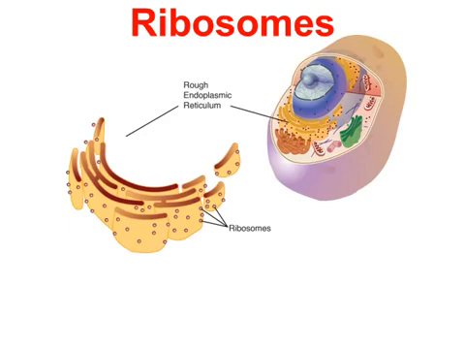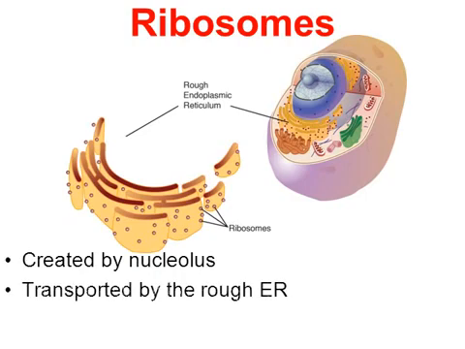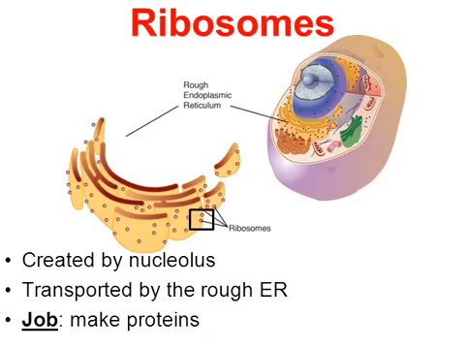So let's talk a few extra moments about those things called ribosomes. They're created by the nucleolus. Remember, the nucleolus is inside the nucleus. The ribosomes are transported by the rough ER, and as the ribosomes are being transported by the rough ER, we now come to their job, their duty, their function, which is to make proteins. And so if we highlight a few ribosomes with that flashing black box, let's zoom in to a ribosome that's attached to the rough ER.